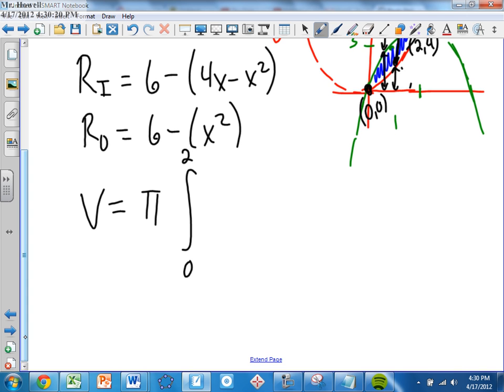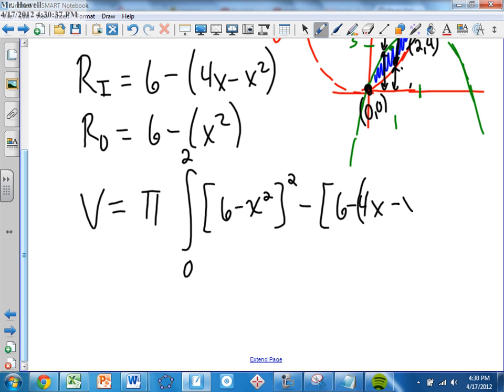Continue, 0 to 2, of 6 minus x squared, squared, minus 6 minus 4x minus x squared, squared. Same thing as last time. The problems aren't changing, guys. All that matters now is that we have another random arbitrary line that we're revolving around.